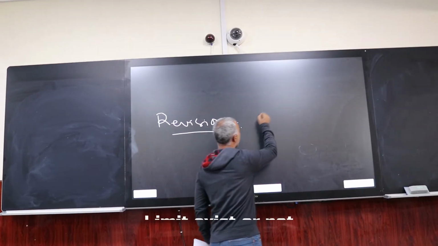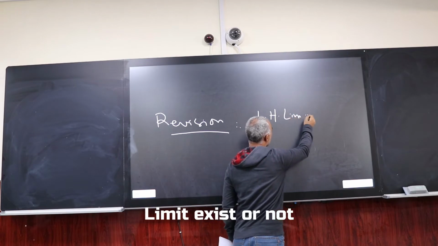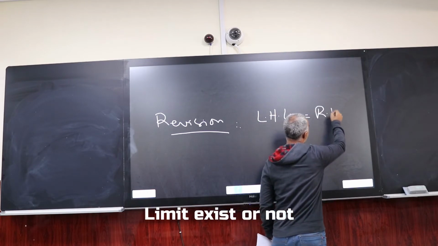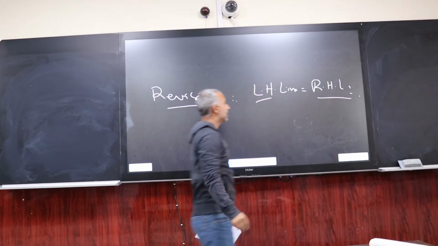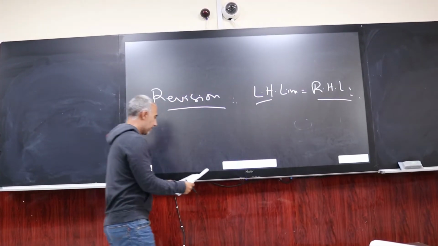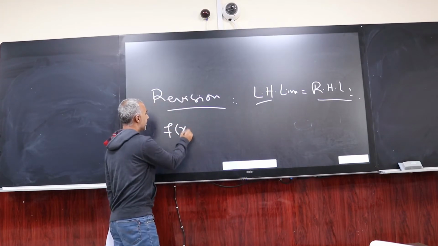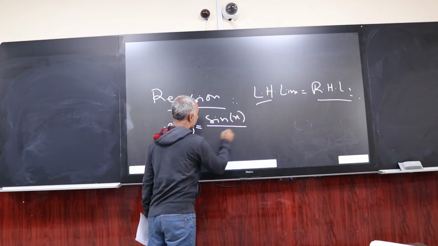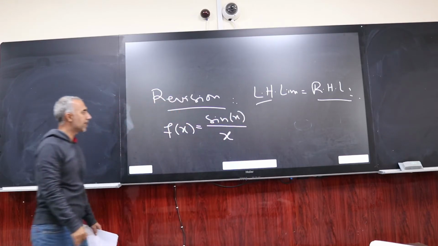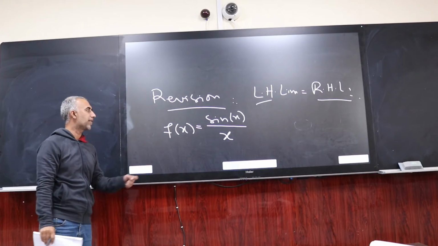First of all, the left hand limit, right hand limit concept. Already explained too much. I want to give a little example regarding it. For example, this is some function. Function can be anything. You already know the definition of a function.